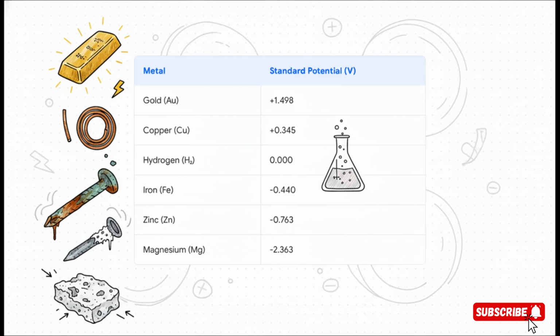It ranks them from the most noble or stable, like gold, way up at the top, down to the most active or reactive, like magnesium at the very bottom. And here's the key. The more negative that voltage number is, the greater that metal's natural tendency is to become the anode and corrode when you connect it to any metal above it on this list.